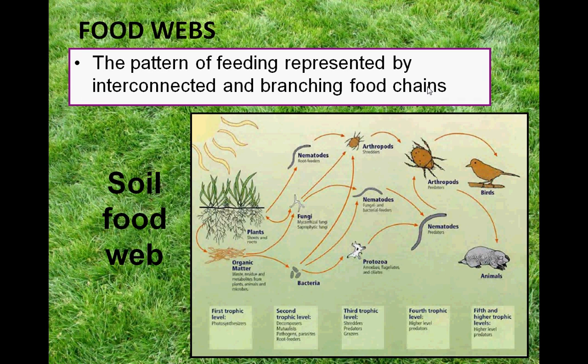A food web is a bunch of food chains put together. You'll notice here that there's not just one line leading to another line. There's one line leading to the fungi, another line leading to the fungi. This branches out to here and to the arthropods and the nematodes. When you put together a bunch of different food chains like this, it's called a food web, an interconnected group of food chains. We're going to make these in class.